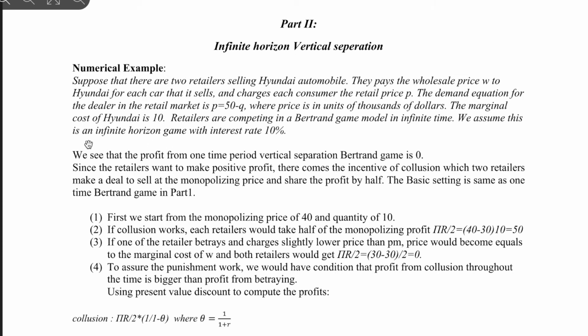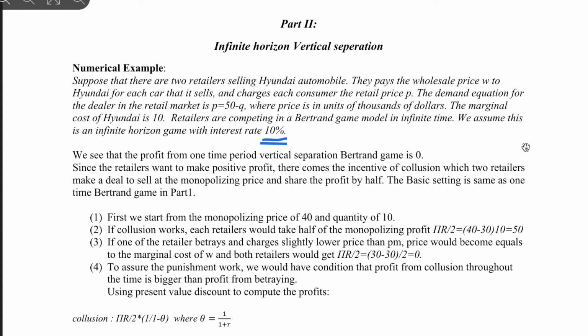We assume this is an infinite horizon game with an interest rate of 10%. What is added from chapter 6 is that we have the interest rate to calculate the latter part. So how can we solve this problem? We're going to do the same thing, right?